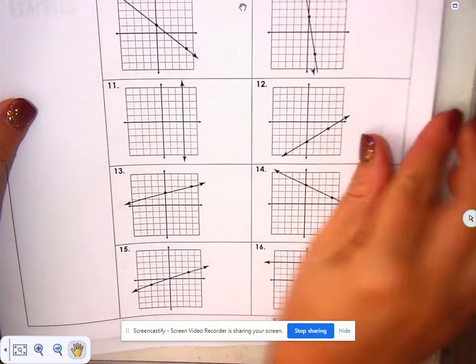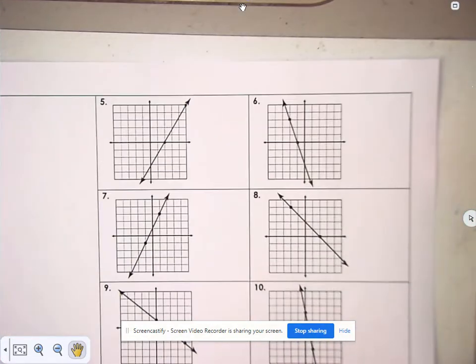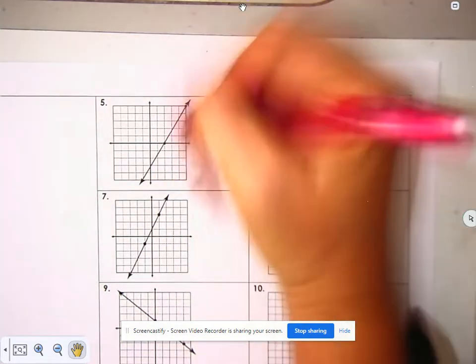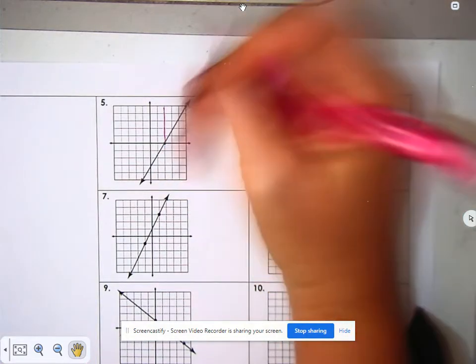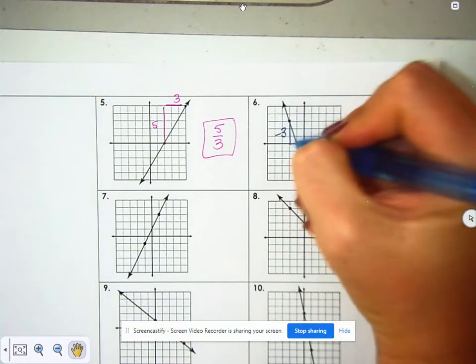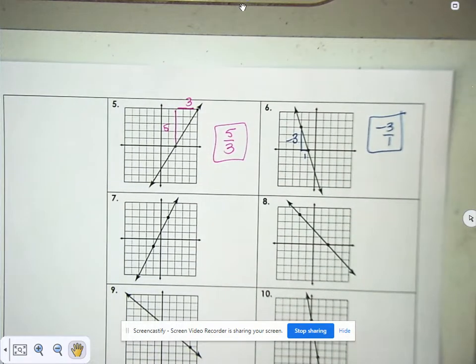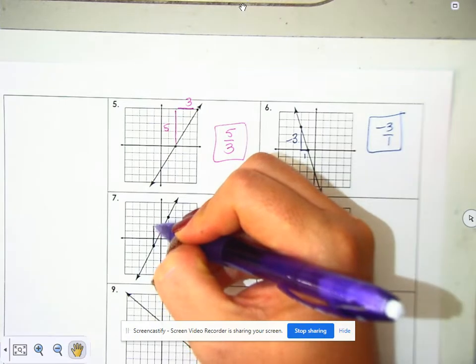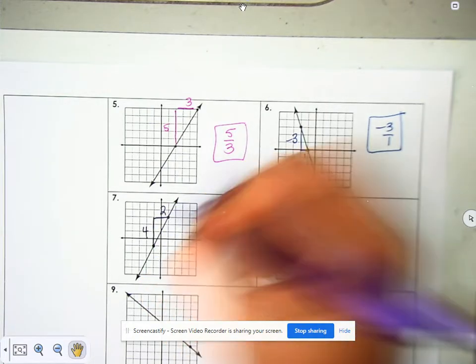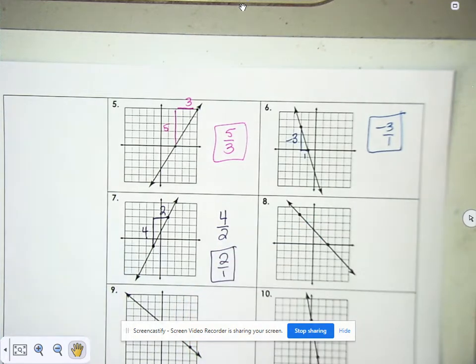All right, moving along. There are literally tons of these, so that's why I said I'm going to go kind of quick. We're just counting. I'm going to go 1, 2, 3, 4, 5, then 1, 2, 3. So that gives me 5/3. Down 3 is a negative 3, and over 1 is negative 3/1. Up 4 and over 2. So that's 4/2, which we're going to reduce to 2/1.